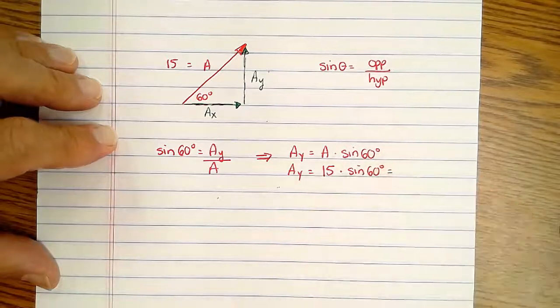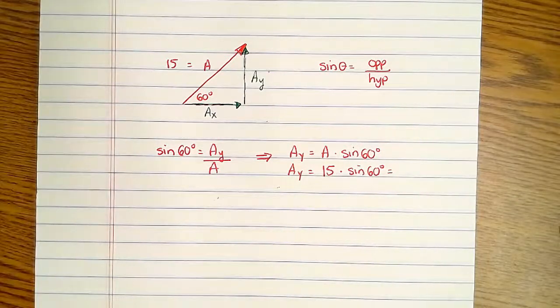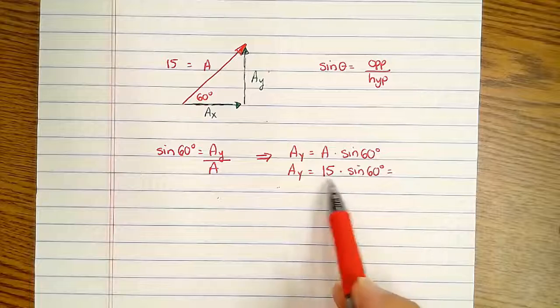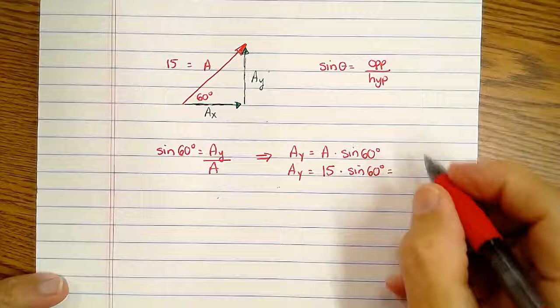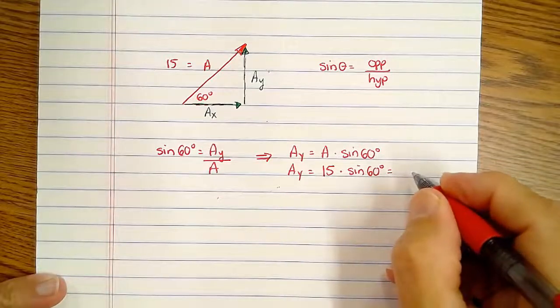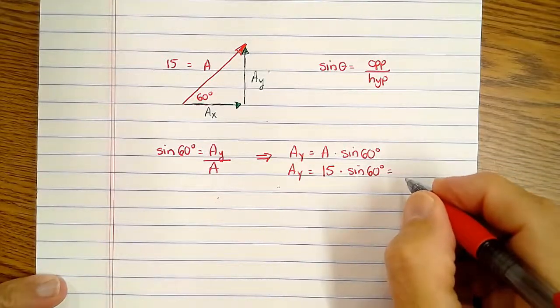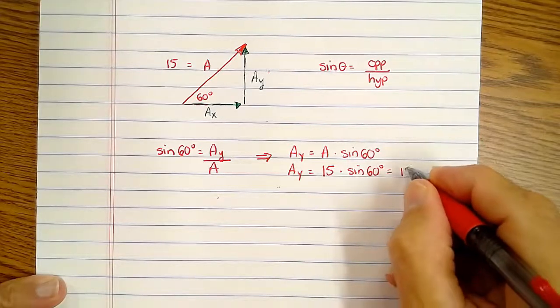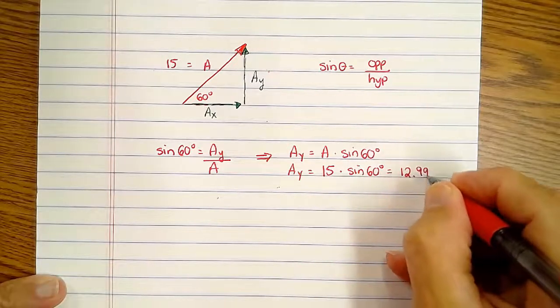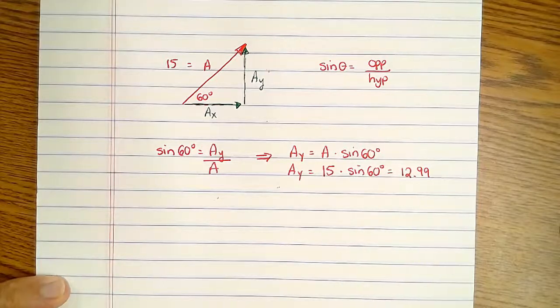And if you get your calculator, and you should, hit pause, put this in your calculator. Take 15 times the sine of 60 degrees. Make sure you're in degrees mode on your calculator, and you should get 12.99 units. Okay? Go ahead and check and make sure that works for you.